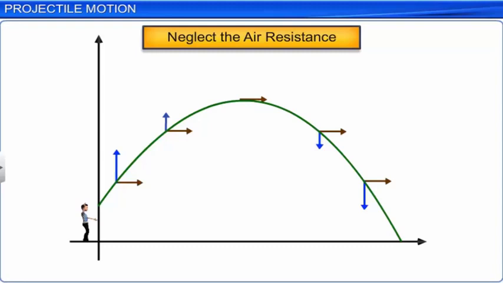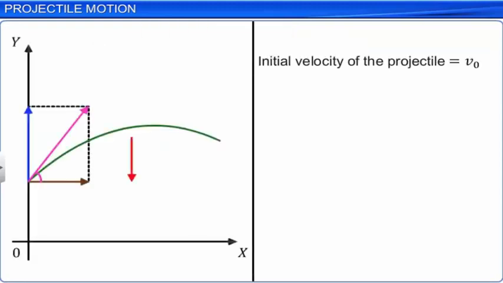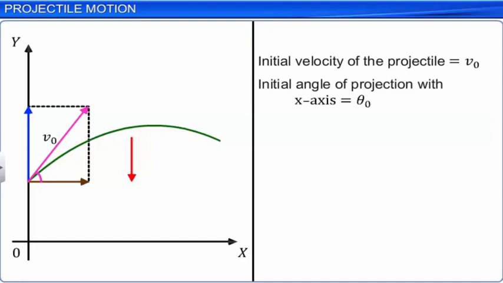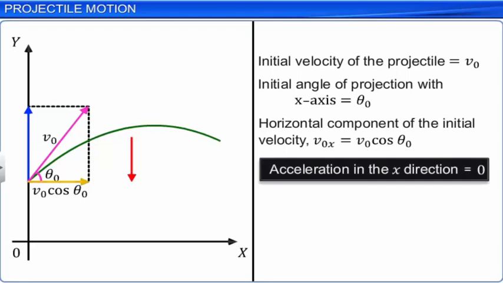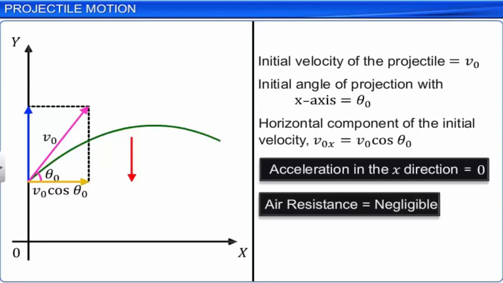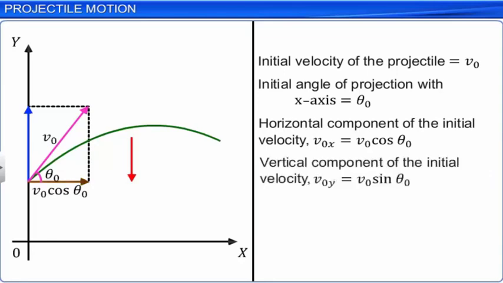The initial velocity of the projectile is v0. Initial angle of projection with the x-axis is theta 0. The horizontal component of the initial velocity v0x is v0 cos theta 0. This horizontal component remains constant throughout the flight, as the acceleration in the x direction is 0 and air resistance is negligible. The vertical component of the initial velocity v0y is equal to v0 sin theta 0.